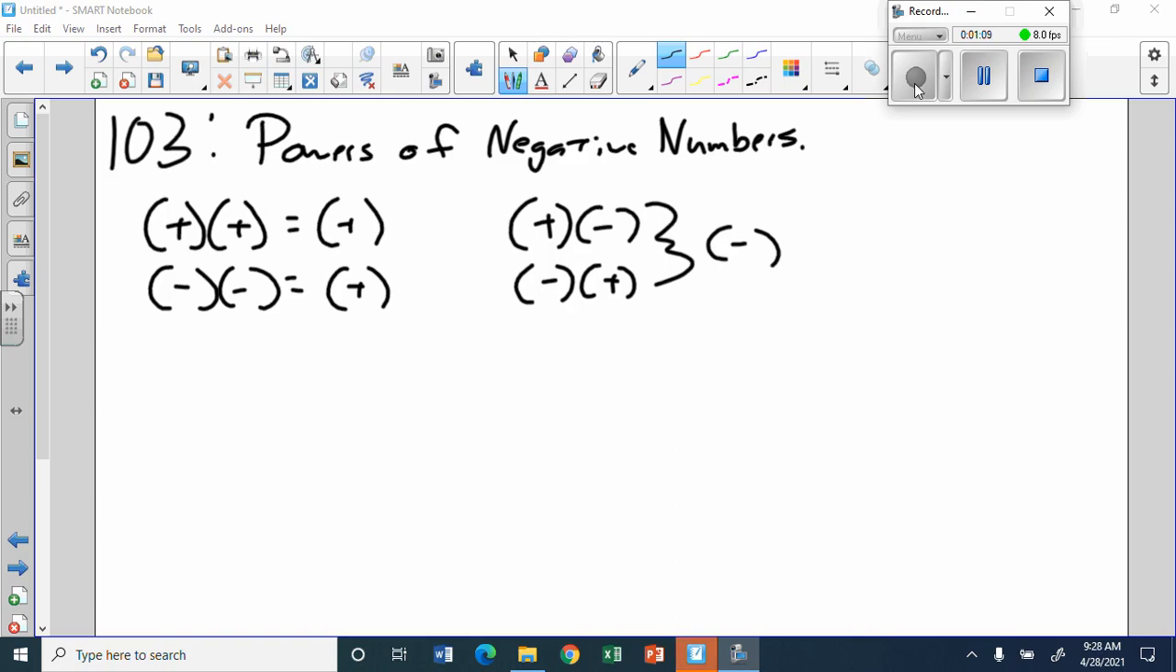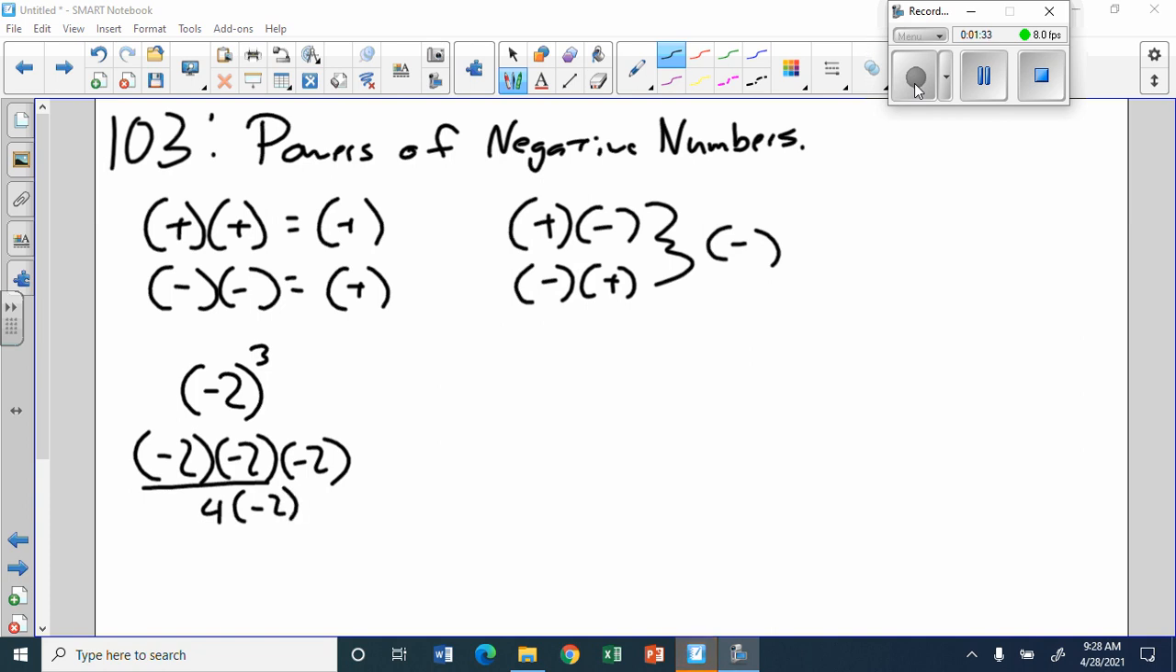So how does that now apply to negative numbers? Well, let's take a look at this real quick. Negative 2 to the 3rd power. The exponent means what? Negative 2 times negative 2 times negative 2. Negative 2 times negative 2 is a positive 4, times negative 2 becomes negative 8. An odd number of negatives being multiplied is going to give me a negative number.